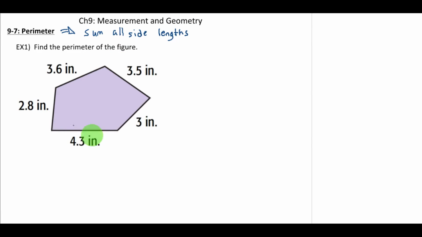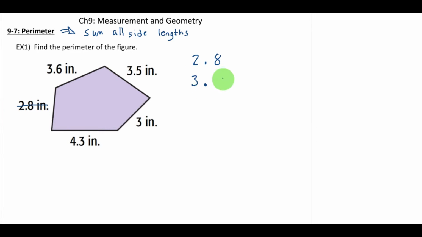So to find the perimeter of this object, we'd have to just add up all 5 sides. So we have an irregular pentagon, it looks like, and let's go ahead and add up all the sides. So let's go ahead and take 2.8. I'm just going to write 2.8 over here, followed by, I'm just going to cross that one off, 3.6.